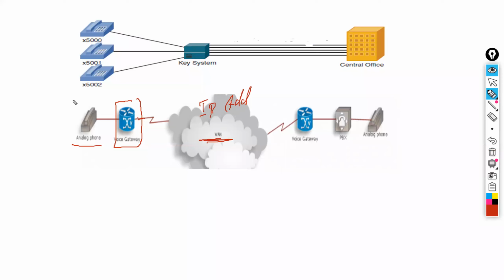For example, this is Bangalore, BLR, and this is Chennai office. If I want to dial from Bangalore to Chennai, the call will be hitting my router. From the router over the WAN, it will be connecting to the Chennai office. From Chennai, it will be connecting to my internal phone, this one. So here also we have the PBX system, private branch exchange.